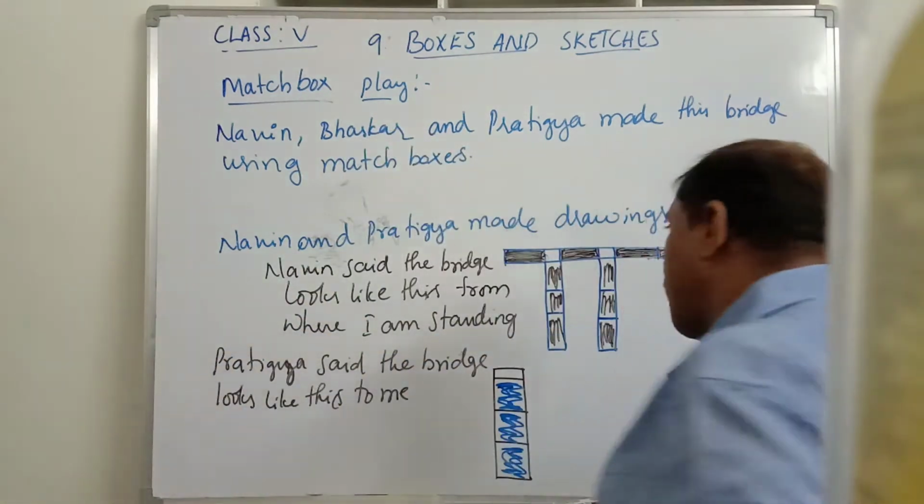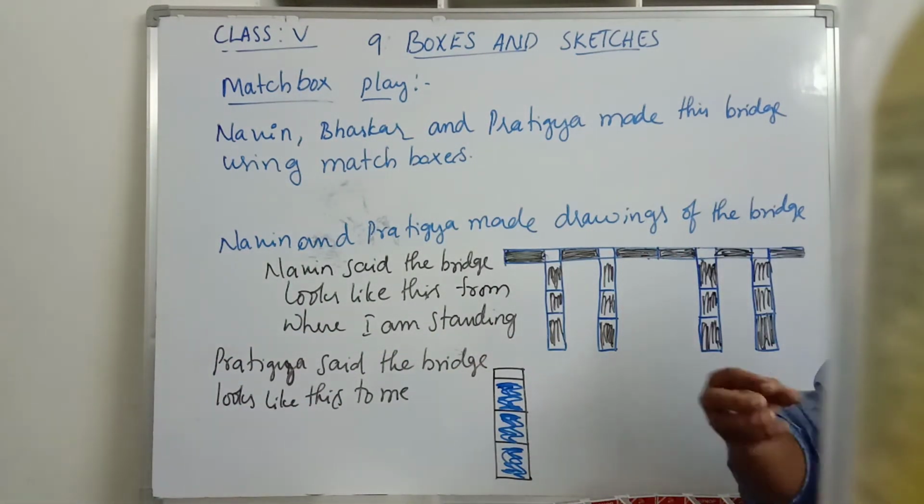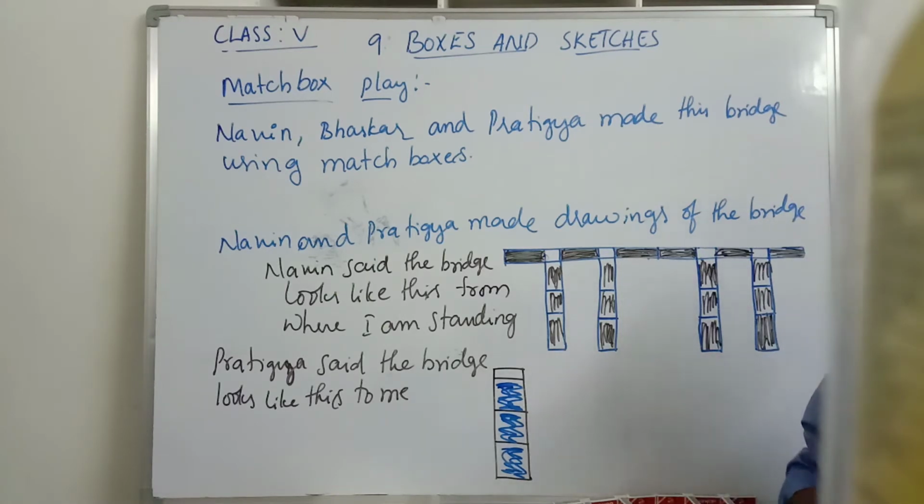And similarly we have studied a simple way to draw a box. Here a box is nothing but a cuboid. So to draw a box we have taken two rectangles, then we have joined the corners of those two rectangles, and we will get the box.